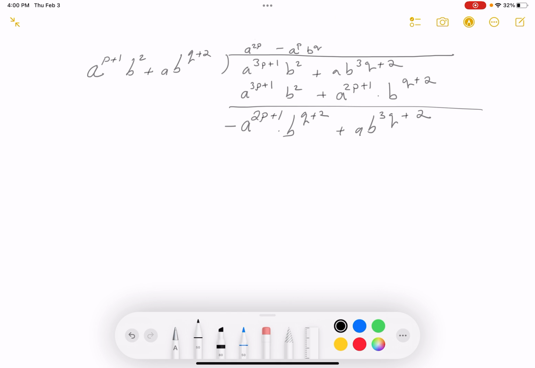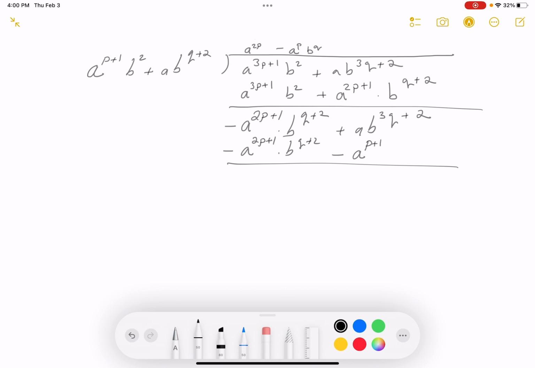Let me do the multiplication now. What do you get? You get minus a, 2p plus 1, and then you're going to get b, that's going to be 2 plus q or q plus 2. You're not done yet. You got to do distribution. So it's going to be minus, well, we got to do this one now. So what are you going to get? You're going to get a to the p plus 1.